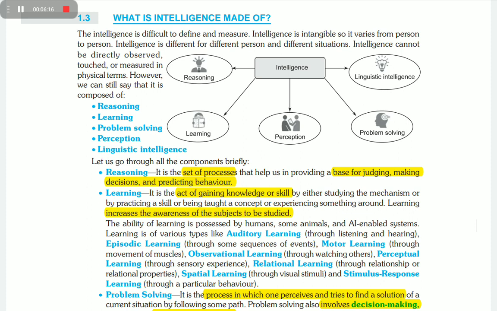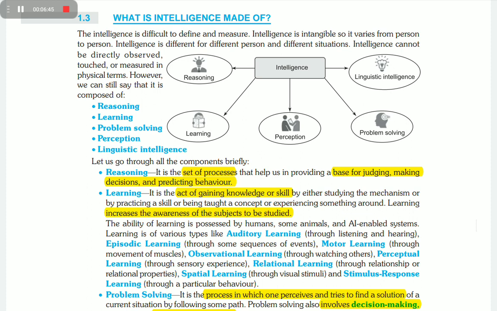Intelligence can't be directly observed, touched, or measured in physical terms. However, we can still say that it is composed of reasoning, learning, problem solving, perception, and linguistic intelligence. Now we will move to these components briefly. First is reasoning. Reasoning is a set of processes that help us in providing a base for judging, making decisions, and predicting behavior.